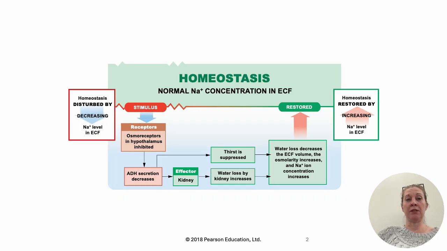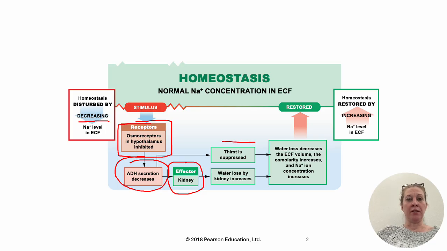Okay, when the opposite occurs and sodium levels are decreasing, or the concentration of sodium is going down, osmoreceptors in the hypothalamus are inhibited. That decreases the amount of antidiuretic hormone that is produced. The kidneys now allow more fluid loss. Thirst is suppressed, so you're not drinking as much. Water loss by the kidneys increases, so we're going to be peeing more.